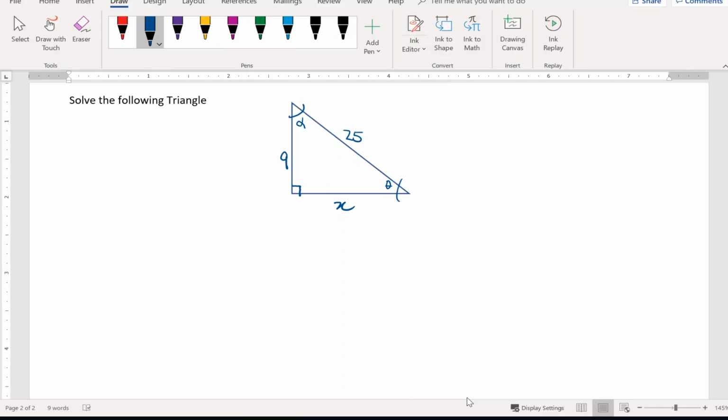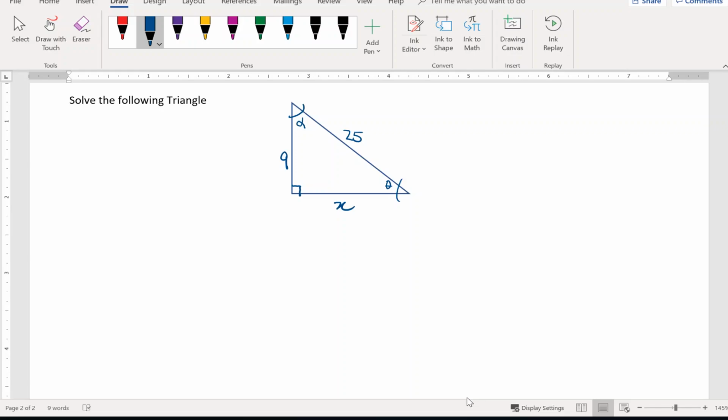In this example, we are asked to solve the following triangle. Now, what does that mean when we're asked to solve a triangle? To solve a triangle means to find all the missing sides and angles. So in this example here, we are given the value of 2 of the sides, but we're not given the value of 2 angles or one side.